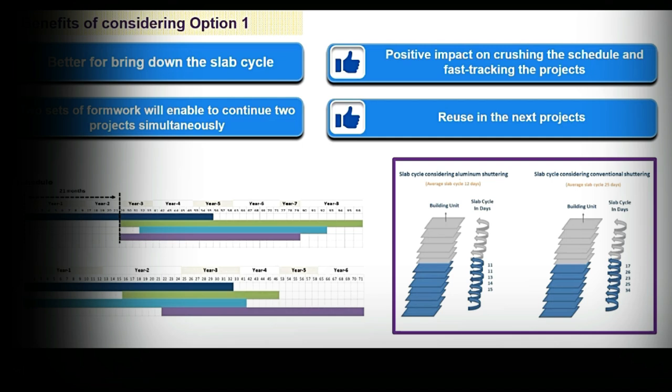The scheduling team accepted my concept, and they prepared a revised schedule in which we observed the slab cycle was reduced from 25 days to 12 days. And even the overall timeline of the project was reduced from 8 years to 6 years.